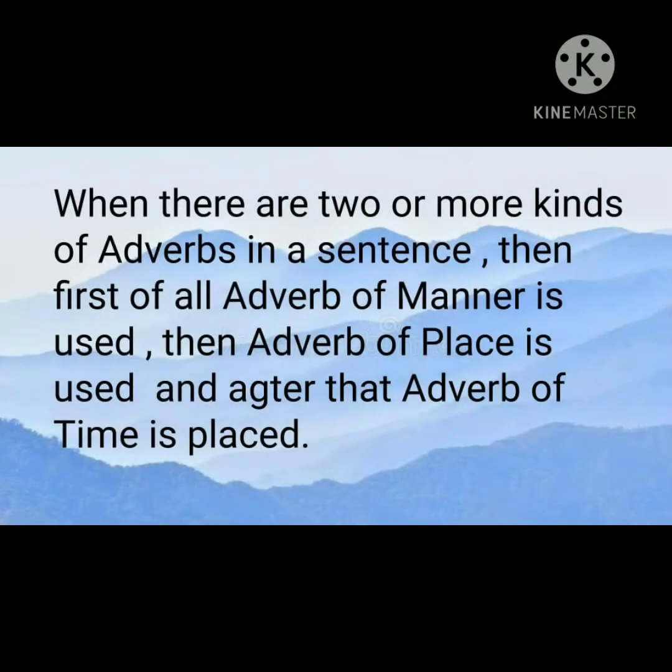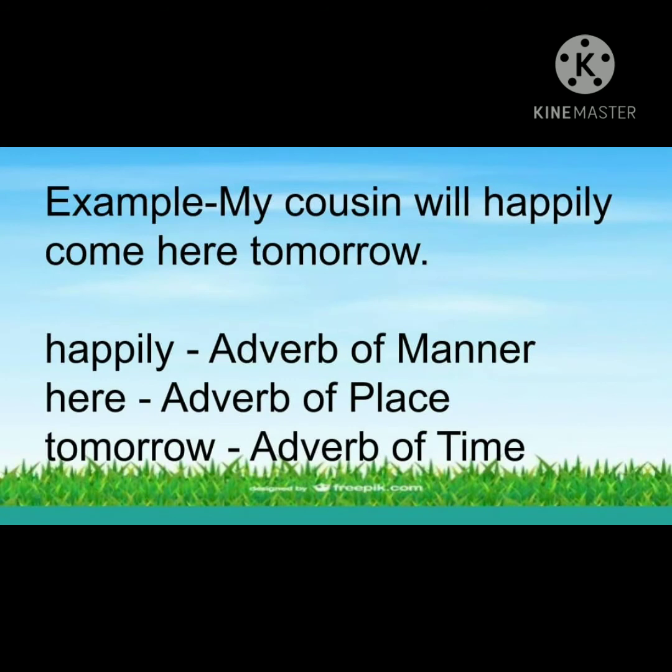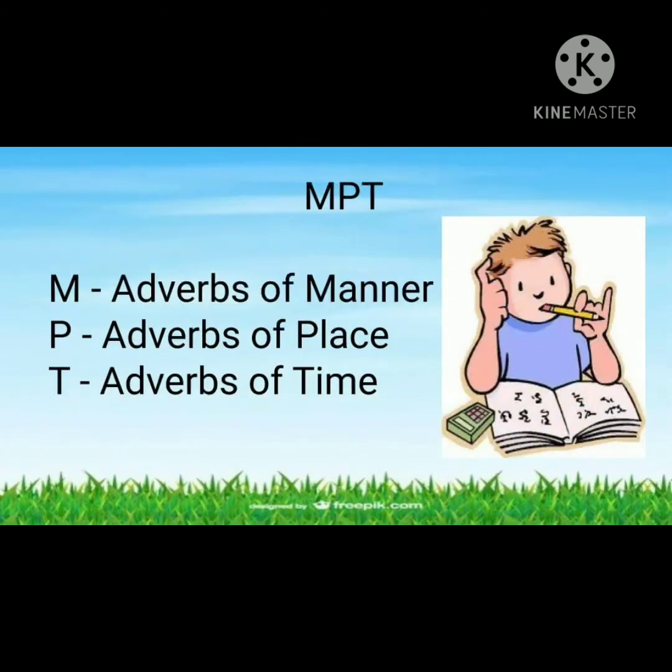If different kinds of adverbs are used in a sentence, then we have to follow a particular pattern. First of all, adverbs of manner are placed, then adverbs of place, and in the last we use adverbs of time. For example, my cousin will happily come here tomorrow. In the sentence, happily is the adverb of manner, here is the adverb of place and tomorrow is the adverb of time. So you have to remember the MPT trick. MPT: M means adverb of manner, P means adverb of place and T means adverb of time.